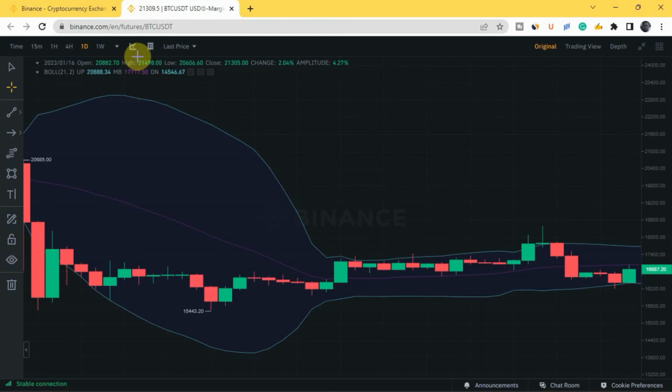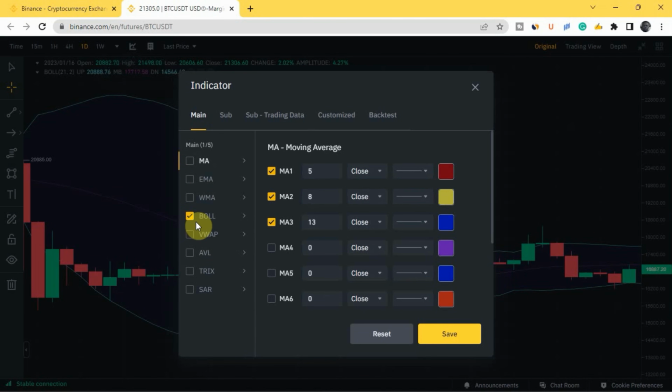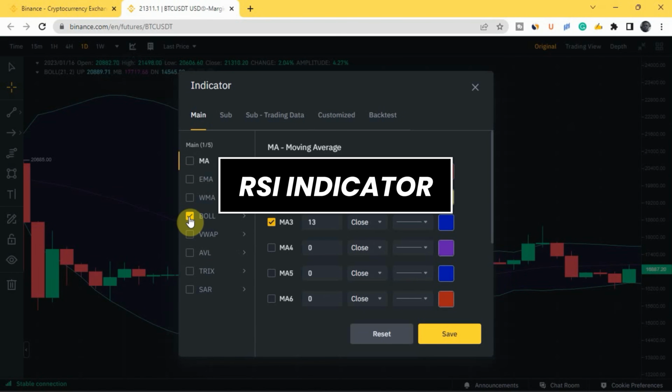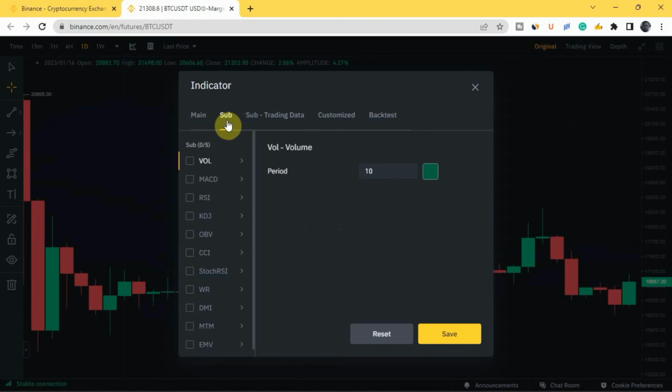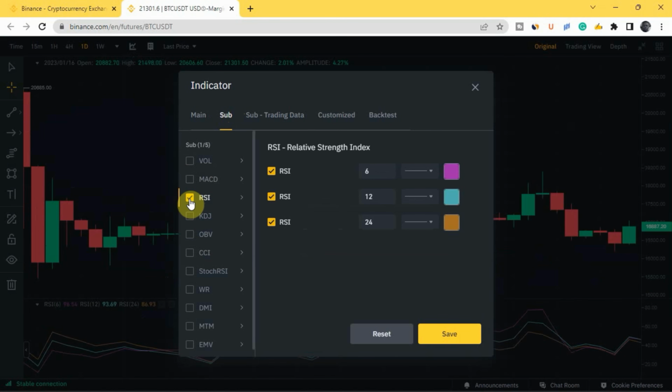Now, let me remove this Bollinger Band indicator and put the RSI indicator. So the second indicator we'll be talking about is the RSI indicator. So you come here to where you have sub right here. This is where you see the RSI, and you select RSI right here. So let's select RSI. And then where you can see these numbers. Now these numbers, let me explain what you put right here.